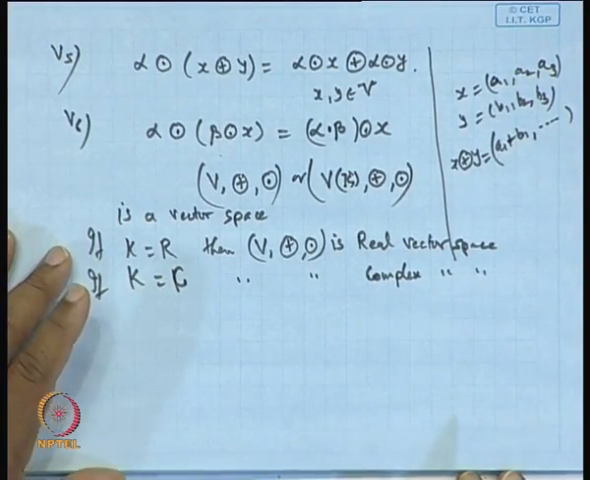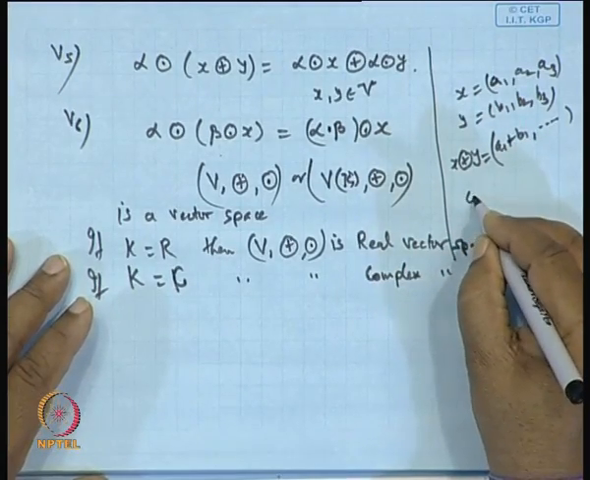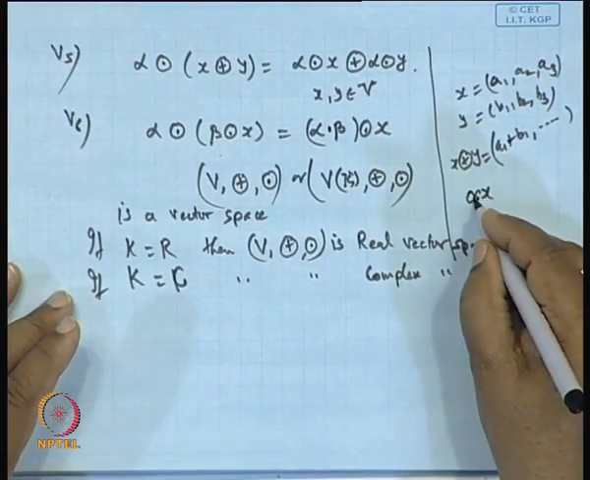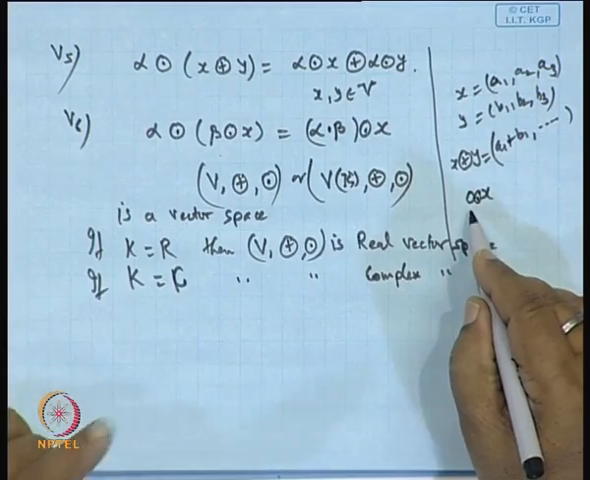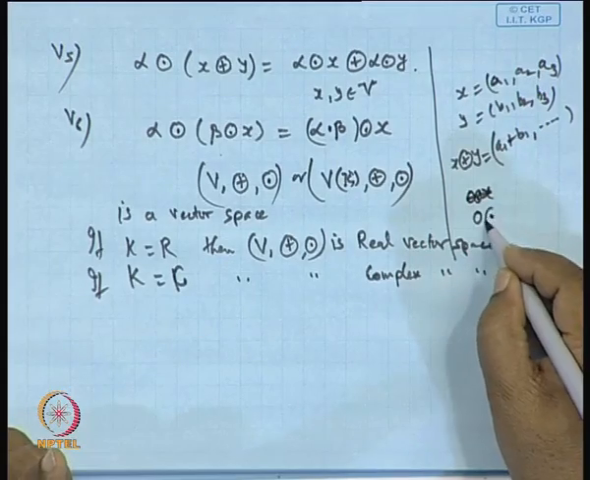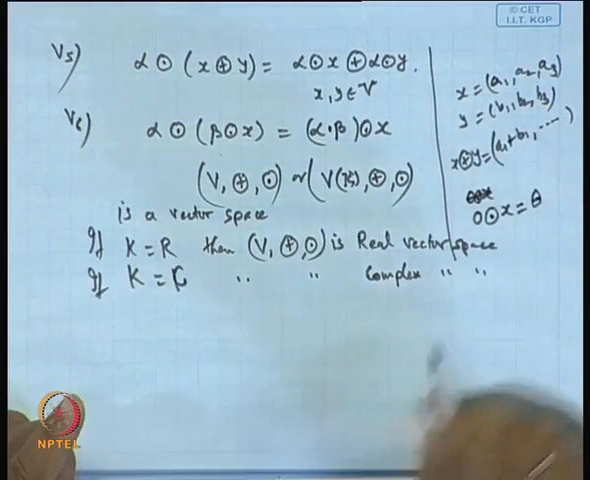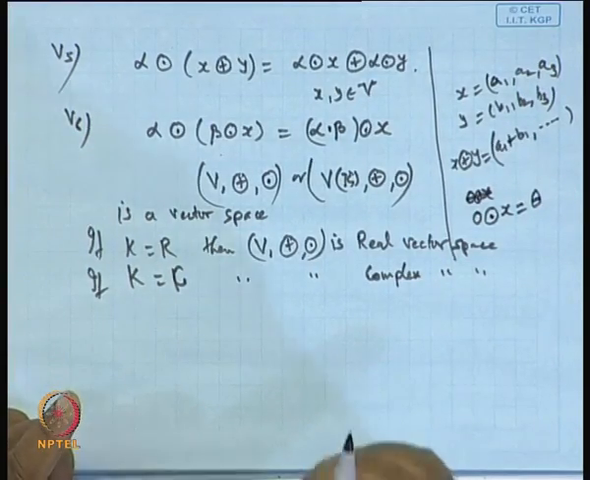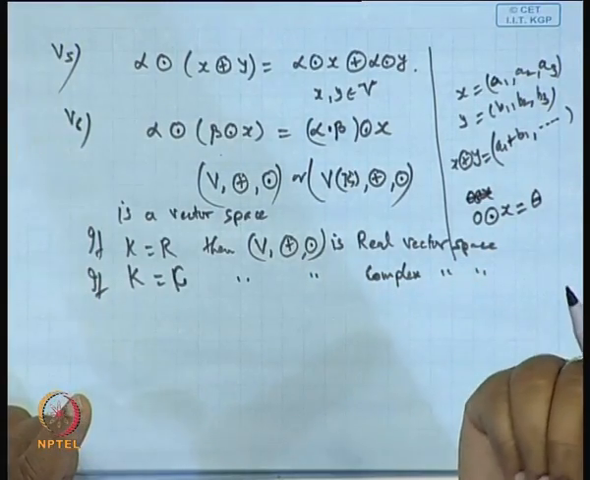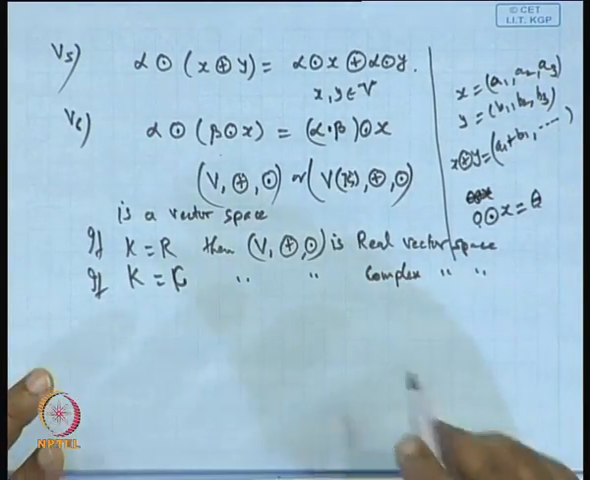Now, one more thing which causes confusion is when we take 0 dot x. What is the meaning? 0 is simply a real number 0. When it is multiplied by a vector quantity x, then what do you get? You get a vector, the zero vector or null vector, the identity element with respect to the addition. So, these two should be different. That also one should keep in mind.